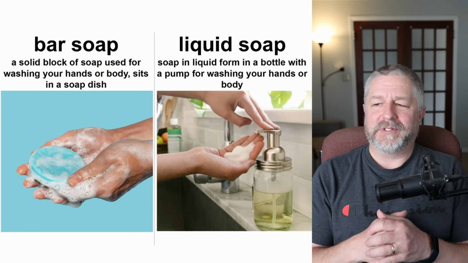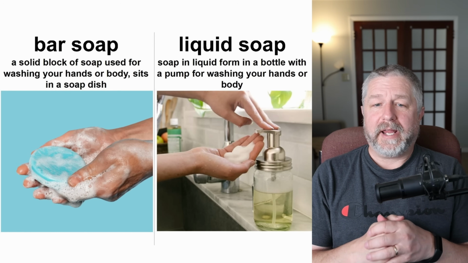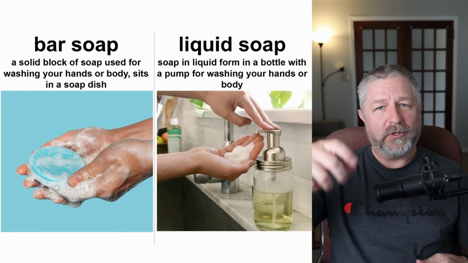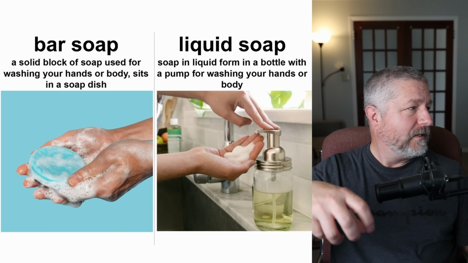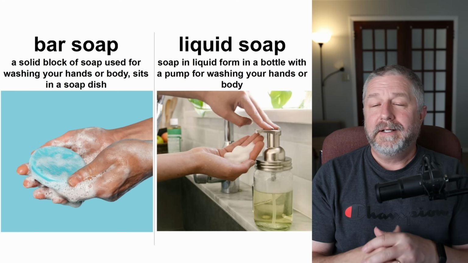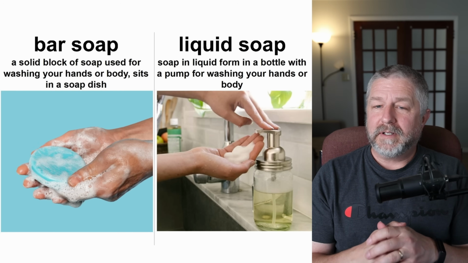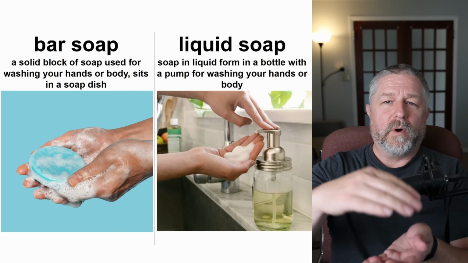Bar soap and liquid soap. Bar soap is a solid block of soap used for washing your hands or body, and it sits in a soap dish. And I actually have a nice soap dish that Brent gave me. We keep it by the kitchen sink, from the state of Maine. It's really nice. Liquid soap is soap in liquid form in a bottle with a pump for washing your hands or body.